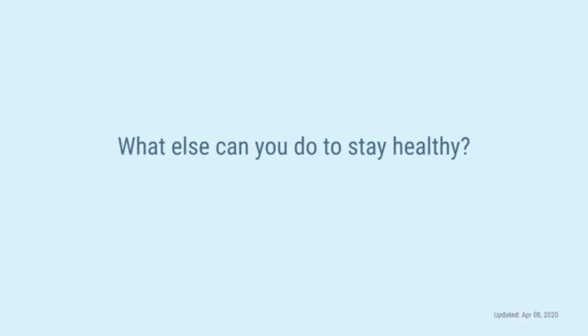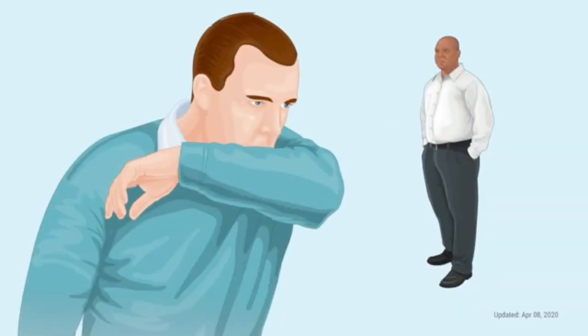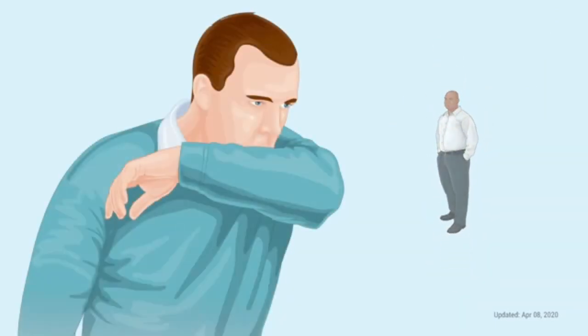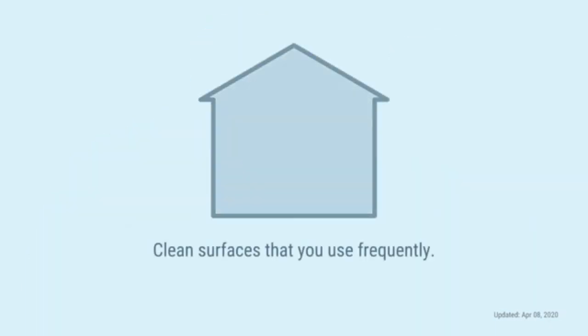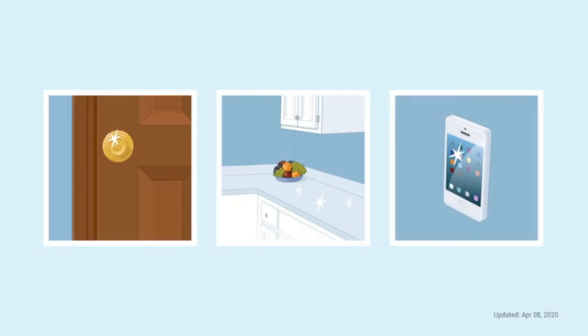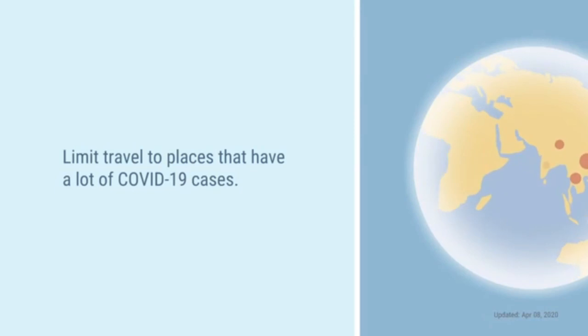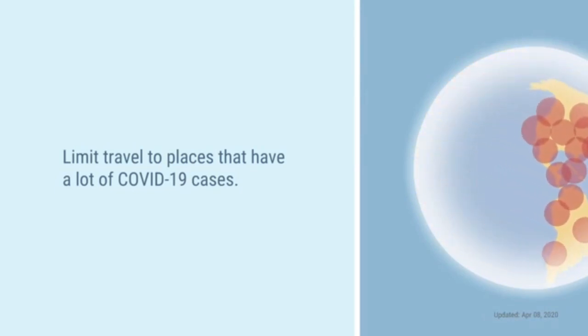What else can you do to stay healthy? You'll want to keep your distance from other people. This is called social distancing. And you really want to stay away from people who are visibly sick or coughing. If you can, work from home. And speaking of home, clean surfaces that you use frequently. Clean doorknobs, countertops, your phone screen, and other items you touch a lot. Lastly, it is a good idea to limit travel to places that have a lot of COVID-19 cases.